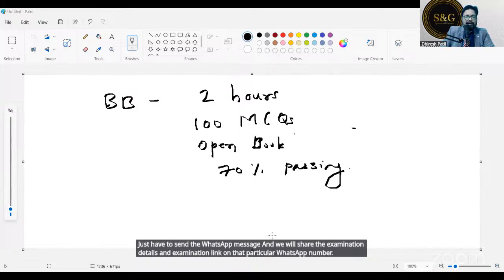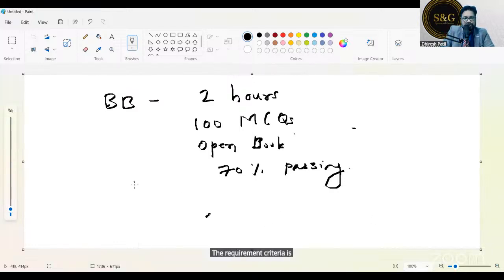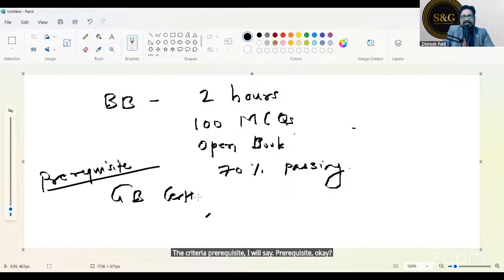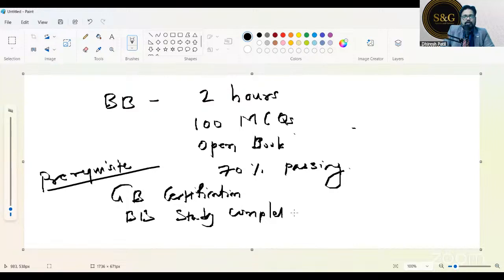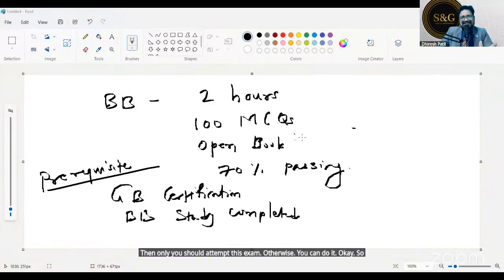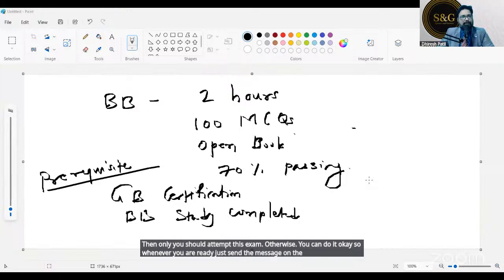The requirement criteria is that GB certification should have been done. That is the prerequisite. So you need your GB certification number and your black belt study completed, and then only you should attempt this exam. Whenever you are ready, just send the message on this mentor's number, and our mentor will arrange the examination for you.